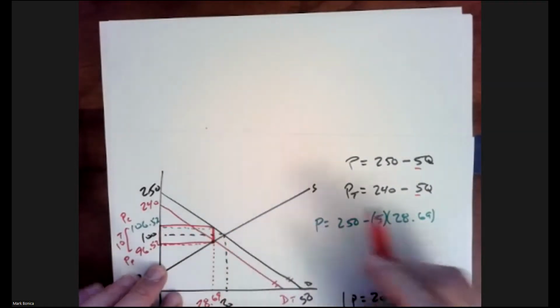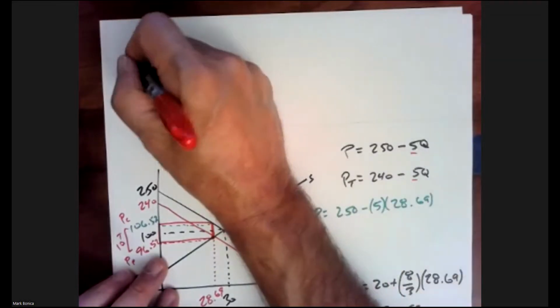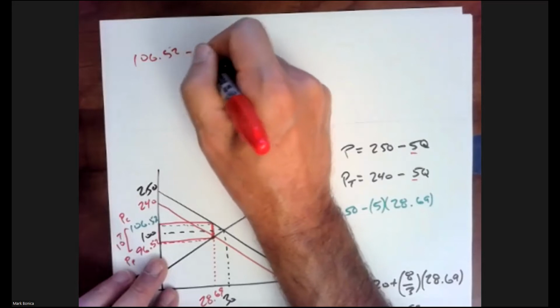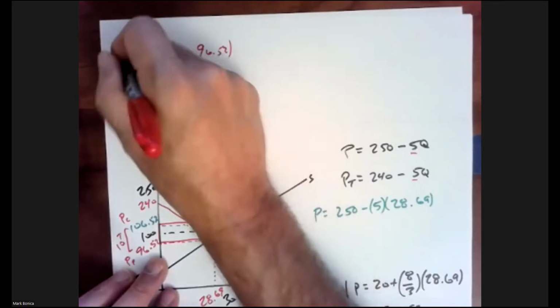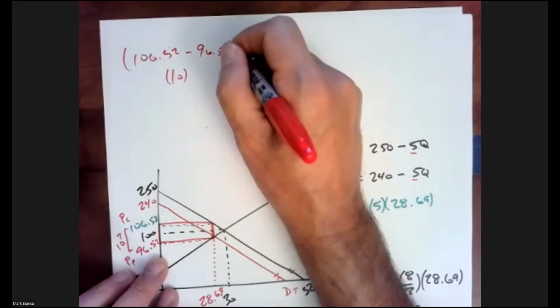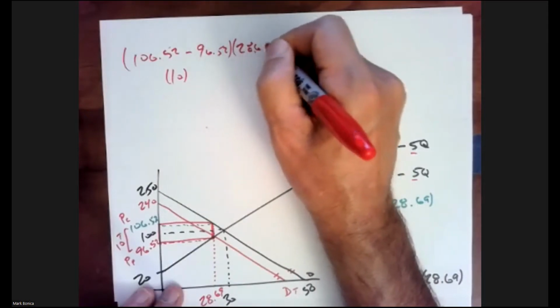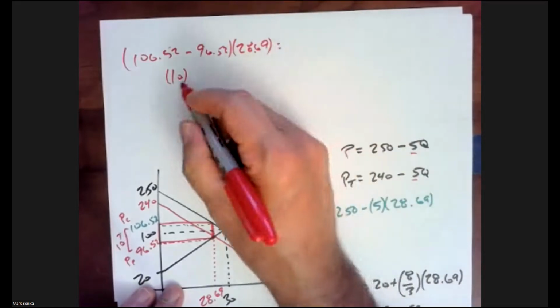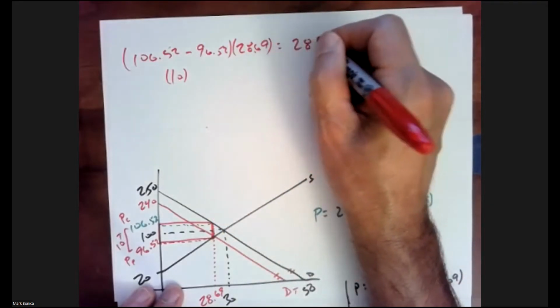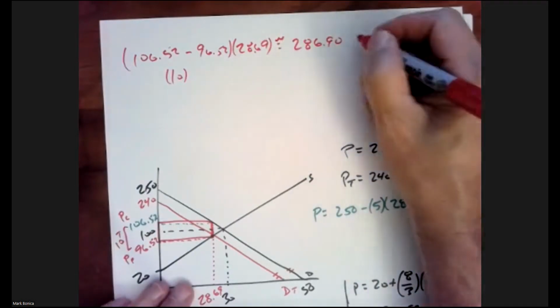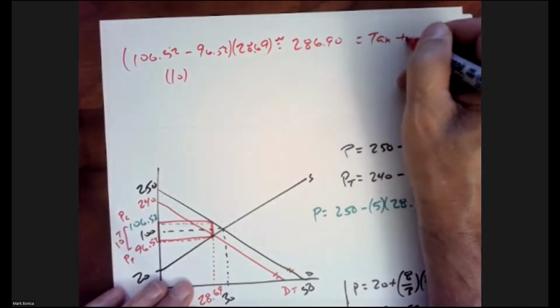this rectangle is the tax. And that is 106.52 minus 96.52, or 10, right, times the width, which is 28.69. So it gets 10 times 28.69, 286.90-ish. Right. So that's the tax that the government collects.